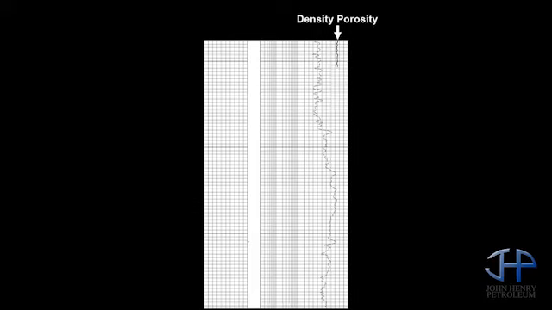Working in tandem with the neutron porosity tool is the density porosity tool. It measures the space between the electrons in the rock, also known as bulk density. Near the top of the log, there is a greater amount of density, but as we move down the wellbore, the log indicates that the rock is becoming less dense.